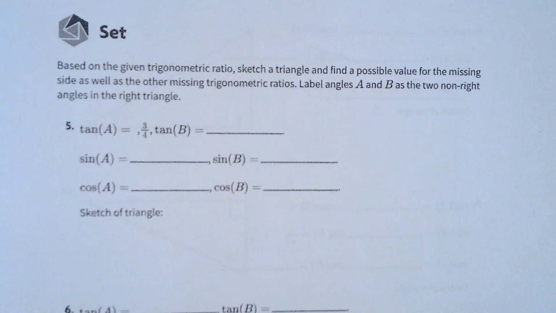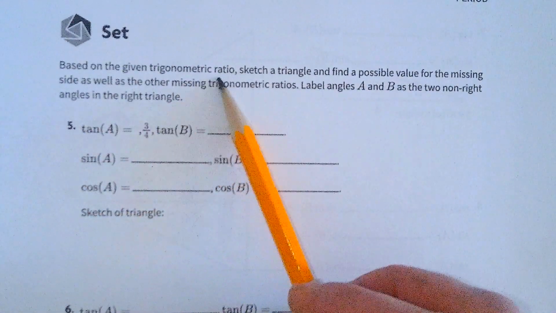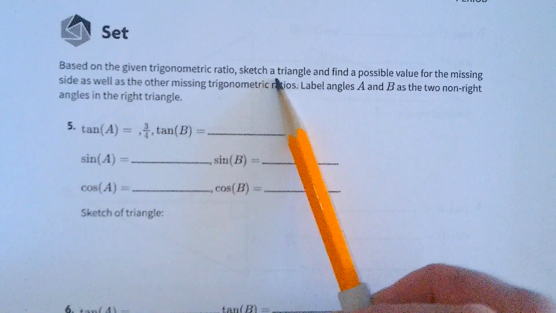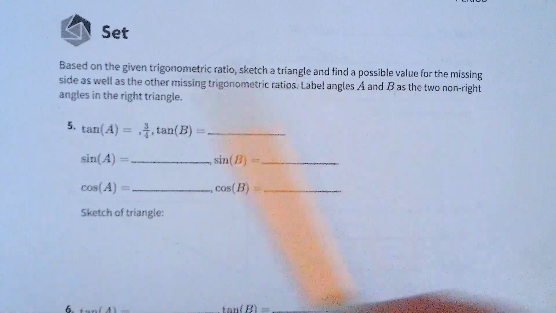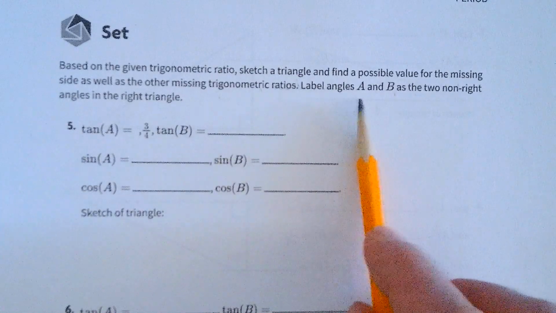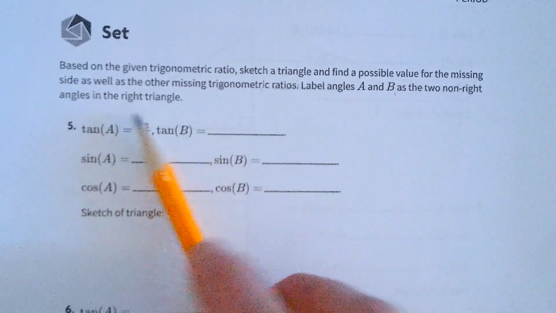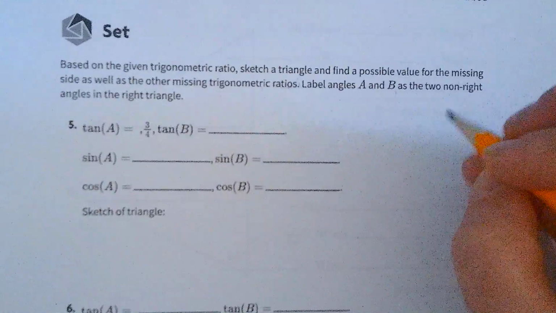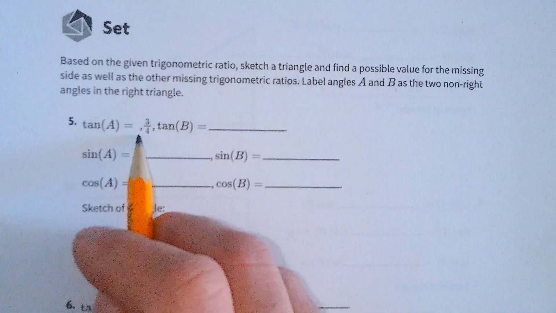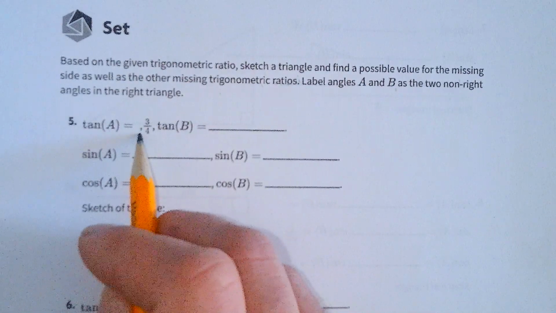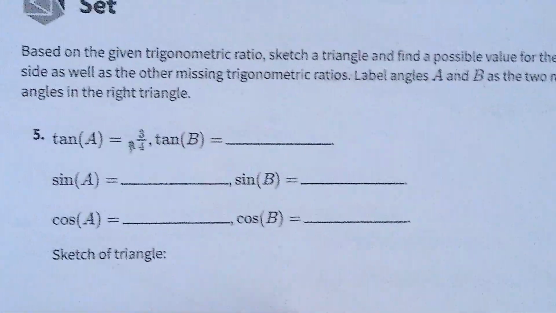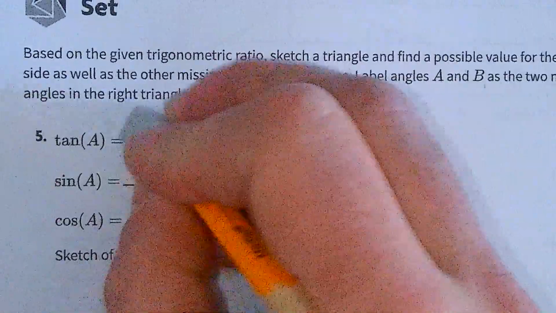Let's get on to the trigonometry. Based on the given trigonometric ratio, sketch a triangle, and find a possible value for the missing side, as well as the other missing trigonometric ratios. Label angles A and B as the two non-right angles in the right triangle. I believe this comma, what is that? Is a typo. Yeah, the comma is a typo.